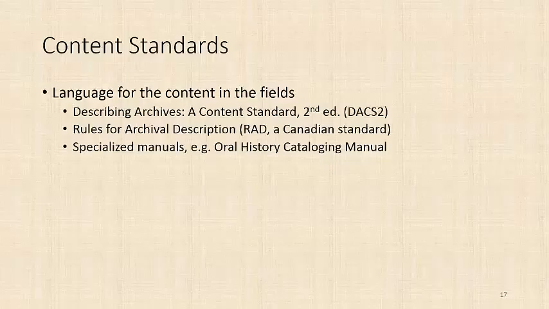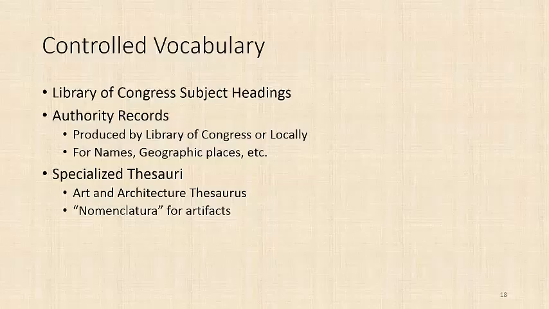For example, oral histories have their own cataloging manual. So how do you write good catalog records? What language goes in there to make them robust and well searchable? Describing Archives: A Content Standard makes a good Dublin Core record. Let's look now at controlled vocabulary.